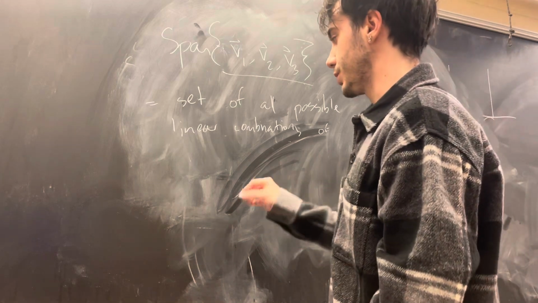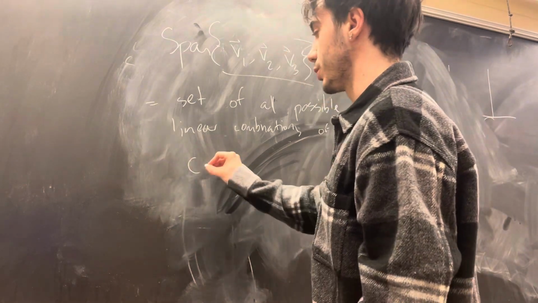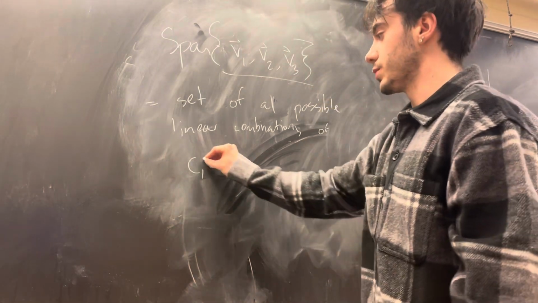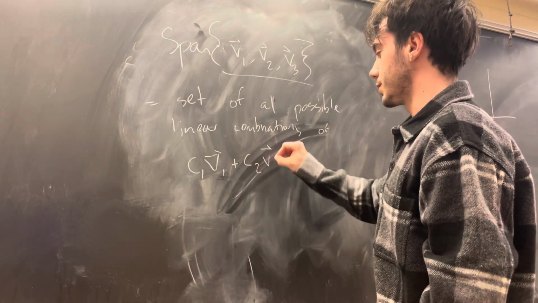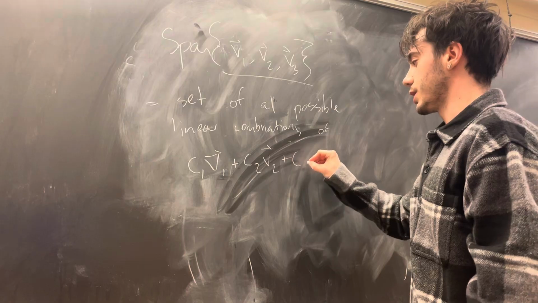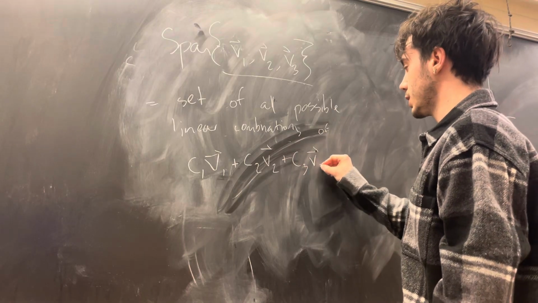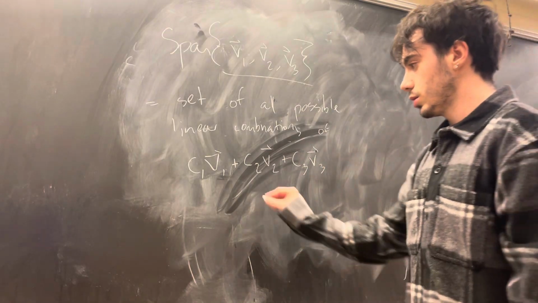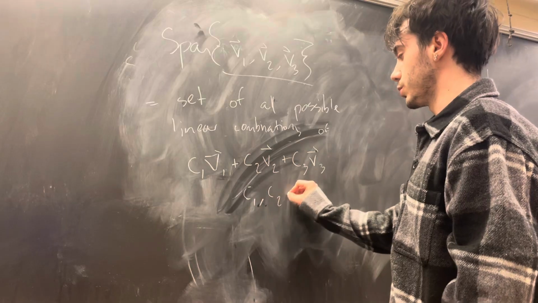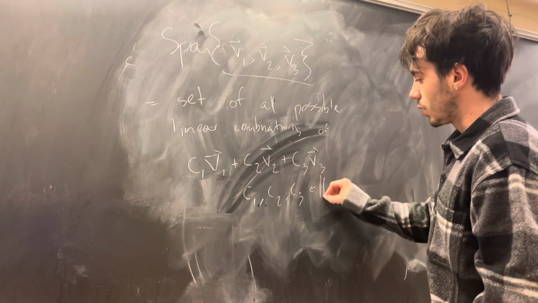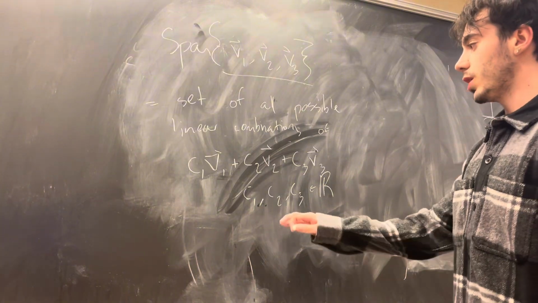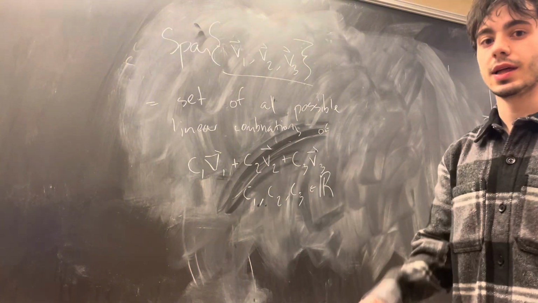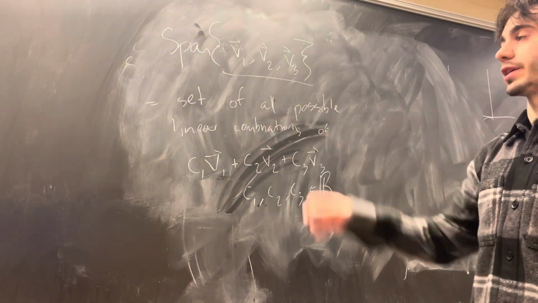that set of all the possible combinations where you have a constant times the first vector plus a constant times the second vector plus a constant times the third vector. So we have C1, C2, C3. These are all real numbers, and you can change these to wherever you want. And all the possible combinations that you can make like this, that is the span of a set of vectors.